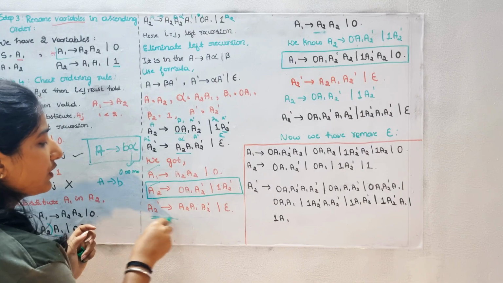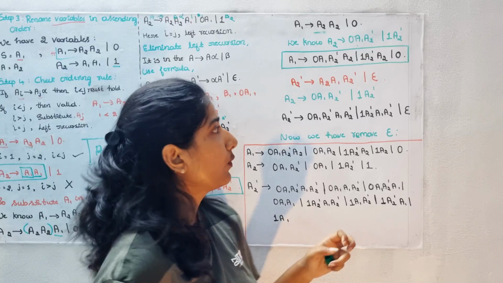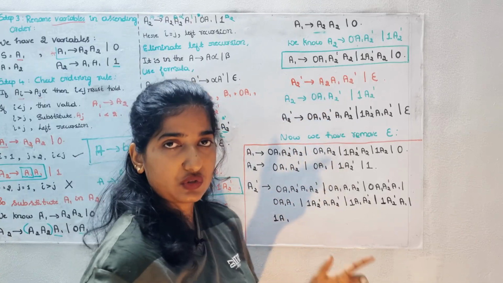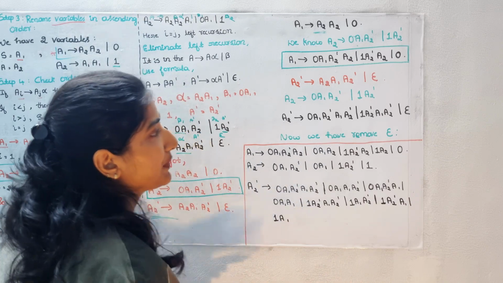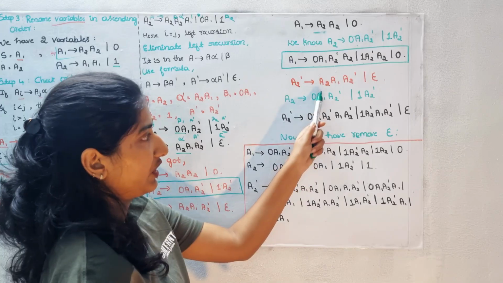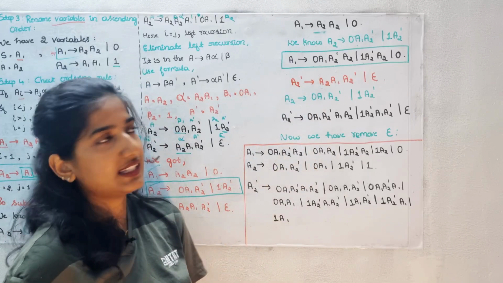Now we have to solve only A2 dash. So let us take that now. We have A2 dash derives A2, A1, A2 dash or epsilon. So epsilon we fix it later. So let us convert this equation into GNF. Okay. So again we have to do the same thing.